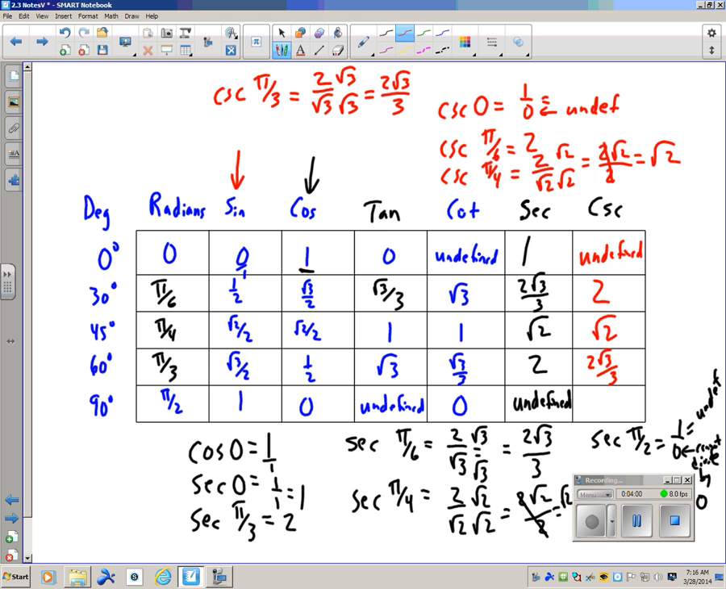And then I've got the cosecant of pi over 2. Looking at the sine column, the sine of pi over 2 is 1. So the cosecant is also 1, because I can do 1 over 1, which is just 1.